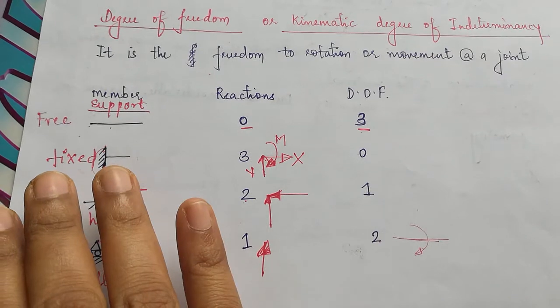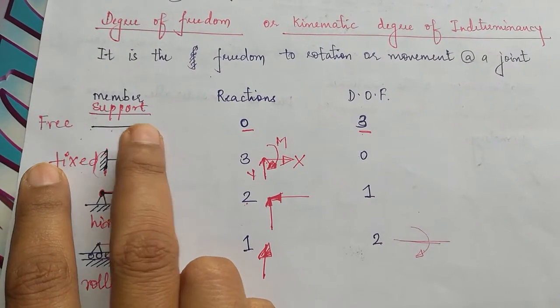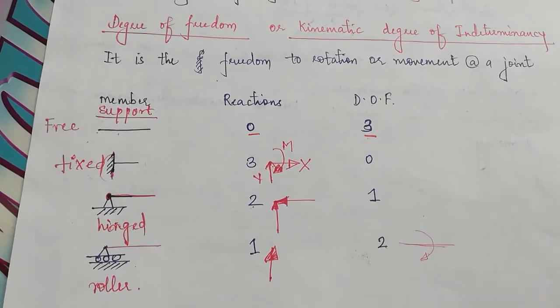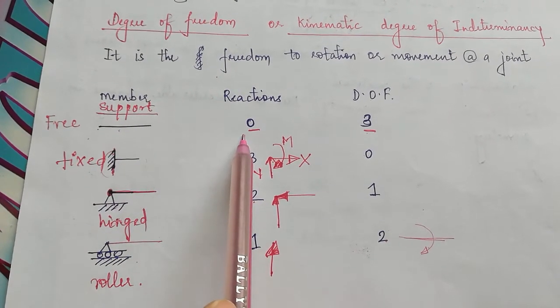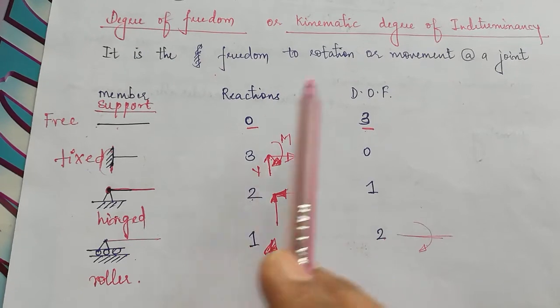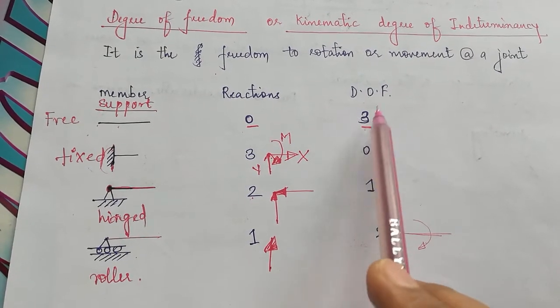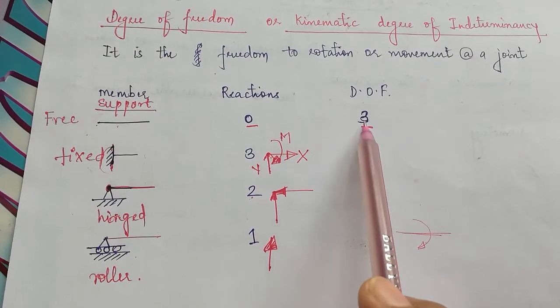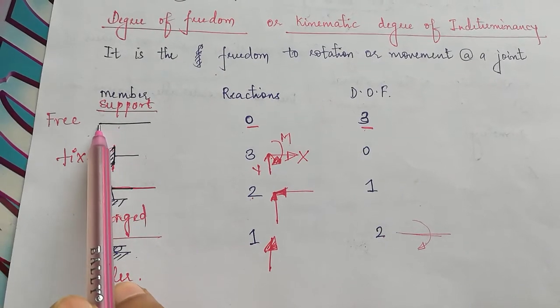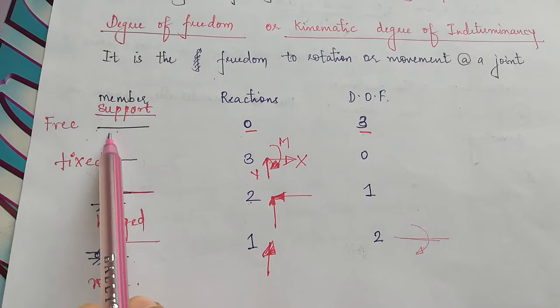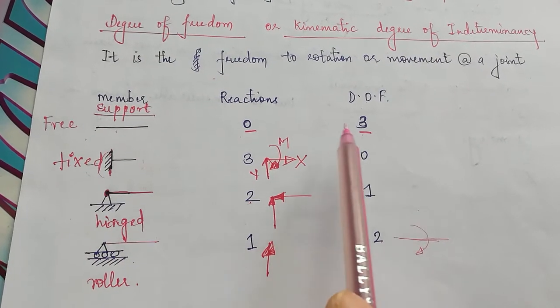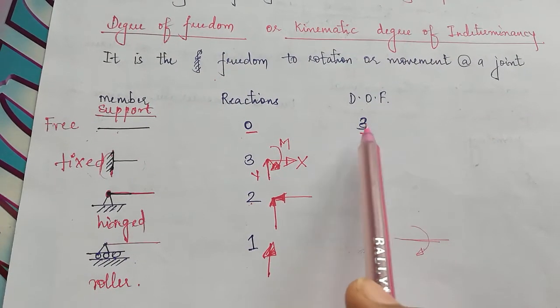Now, when it is a free member, at each end, the number of reactions developed are 0. Therefore, the degree of freedom will be 3. How 3? Now, each end can move in x direction, y direction, and it can rotate in any direction it wants. That's why the degree of freedom is 3.